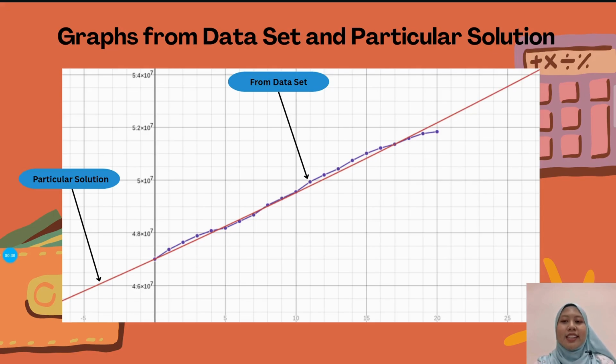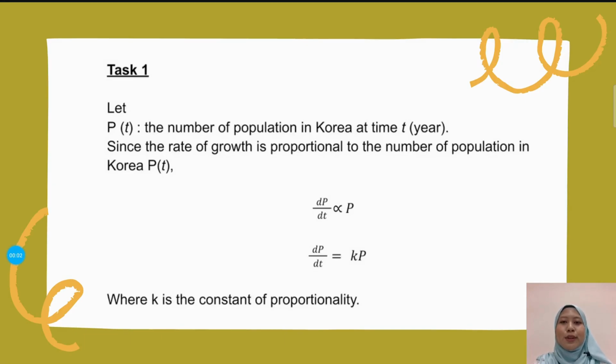As we can see here, this is the graph from the dataset and the particular solution. We can see the blue dotted line, which stands for the dataset that we have collected on the population growth in Korea, while the red line stands for the particular solution that we have calculated from the equation.